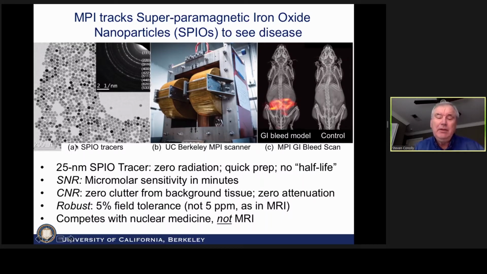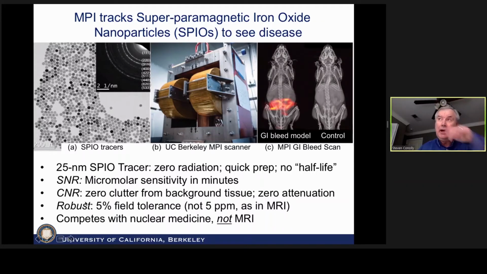So the highlights of MPI are it's got 0 radiation, very quick preparation time, which is really important, and no half-life, both of which are really important competing with nuclear medicine. The signal-to-noise ratio is amazing. The micromolar sensitivity in minutes is not as good as nuclear medicine, but in terms of dose-limited sensitivity, it's already competitive. The contrast to noise ratio is almost perfect because we have 0 clutter from background tissue and 0 attenuation within tissue. And it's quite robust.